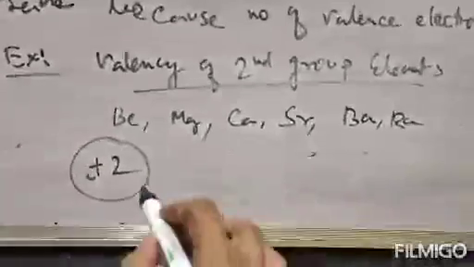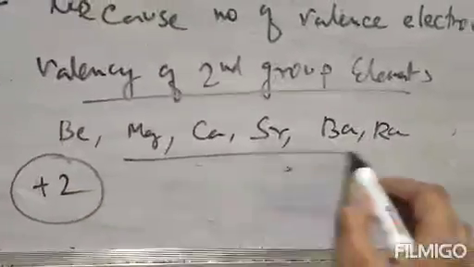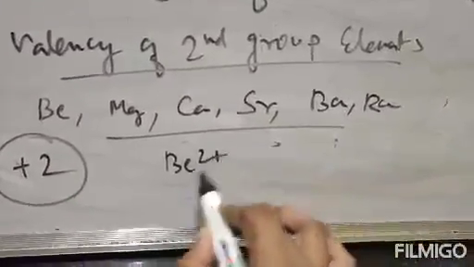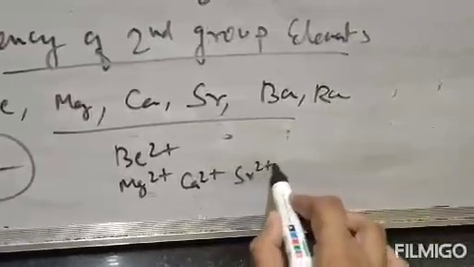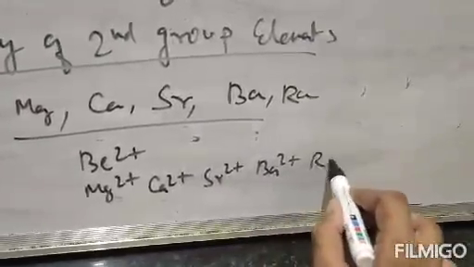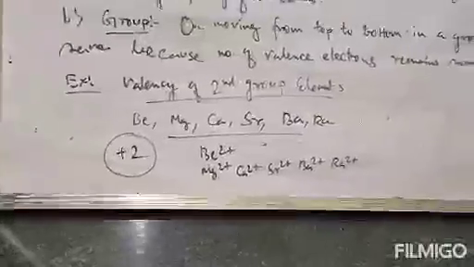As the valency of all these elements is 2, all these elements will form these ions: beryllium 2+ ion, magnesium 2+ ion, calcium 2+ ion, strontium 2+ ion, barium 2+ ion and radium 2+ ion, because all have valency 2. So that's the trend found group wise and period wise for valency. So the first property of elements, valency, is discussed.